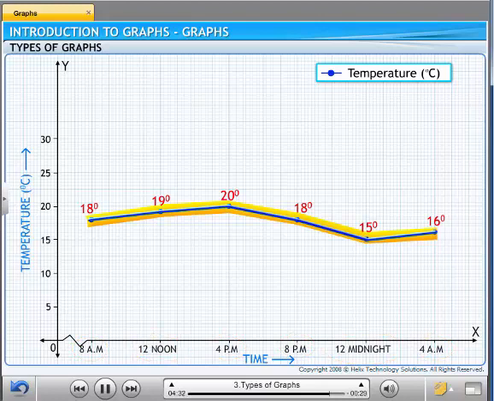Although there are no readings for other times, the graph still gives us a fair idea of the temperature throughout the day. For example, the graph suggests that at 6 p.m. the temperature was somewhere between 18 and 20 degrees. The line graph thus allows us to observe trends easily.